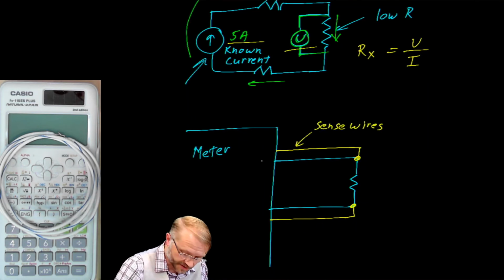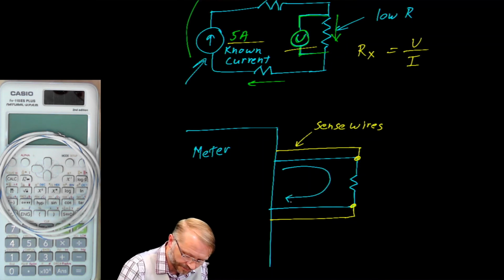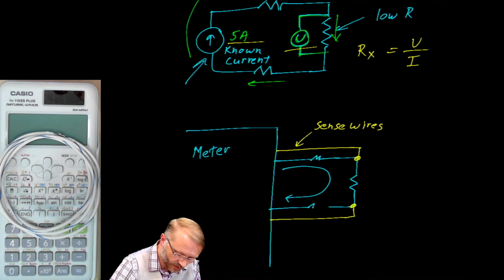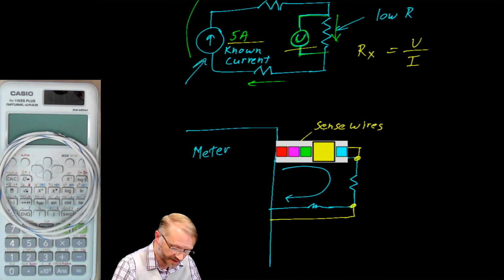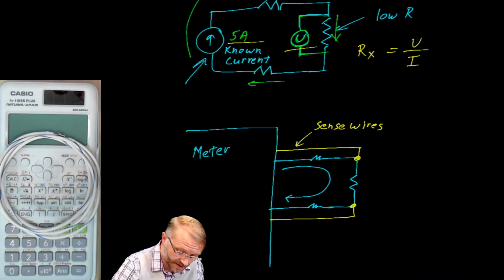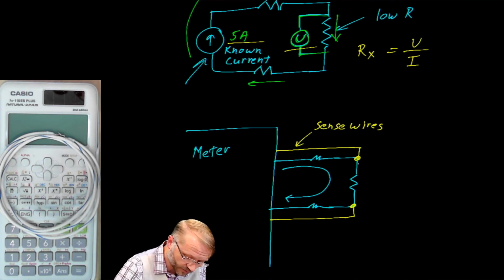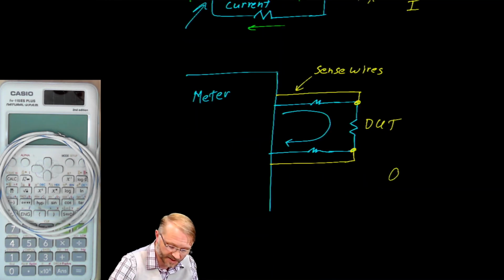This is no different than the circuit we had before. We would inject a known current, which would eliminate any inaccuracy caused by the test leads or the resistance of the test leads. And then we have the sense wires, which go back into the instrument. They carry no current, but do tell us what the voltage is at the device under test. And with that technique, you can measure things with very low resistances.